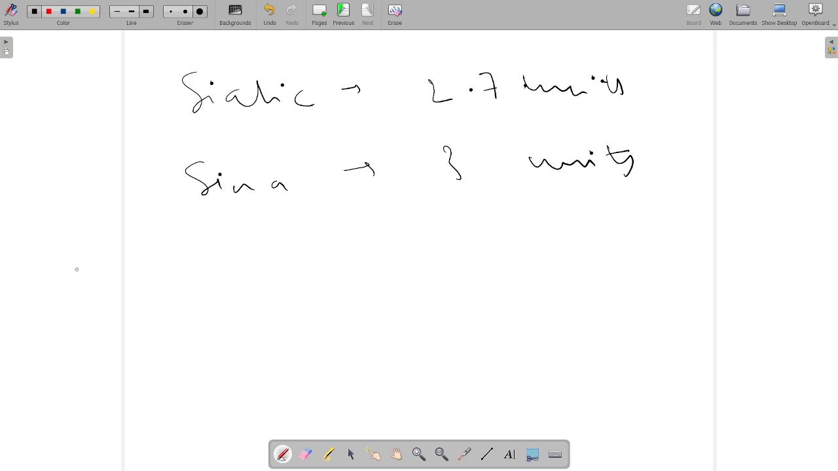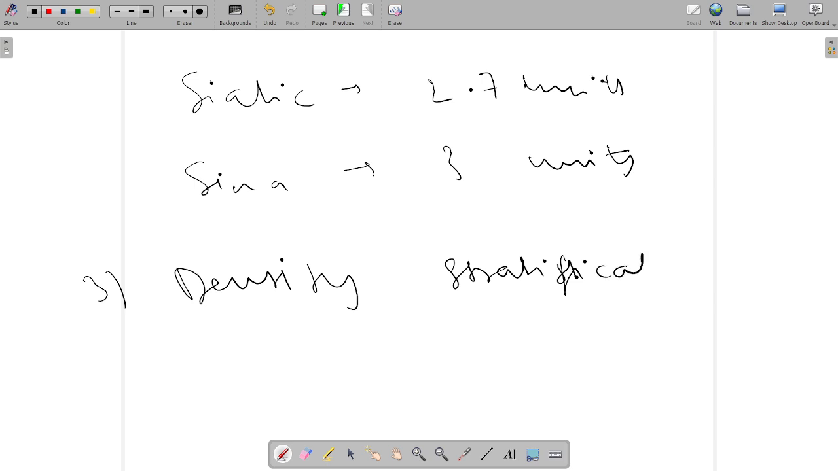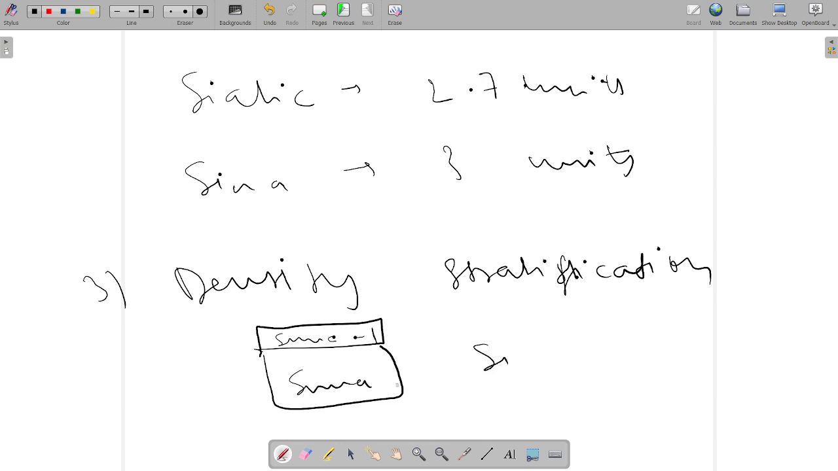Third, there is also density stratification. The upper Sima layers have different density and the lower Sima layers have different density. Sima 1, Sima 2. Sima 2 is denser than Sima 1. Upper layers are less dense and lower layers are more dense.